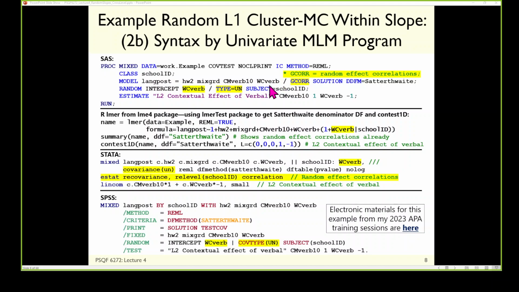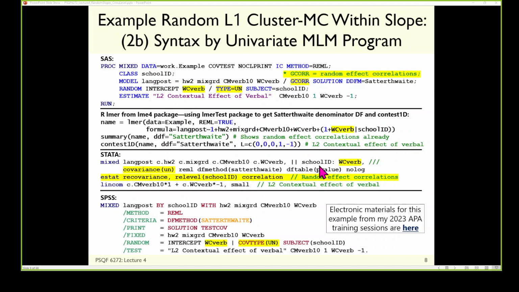To add a random effect, in SAS it goes on the random line right here, and typing equals UN means that the covariance between the random effects gets estimated. In R, it goes inside the parentheses here. So previously we've only had a 1 up to this point for the intercept. Now we have this thing in here for the slope. And R by default estimates correlations among your random effects. You don't have to do anything special with that.